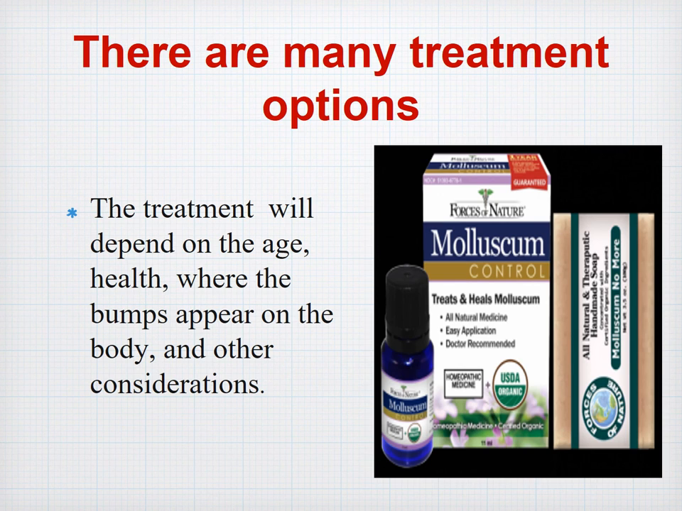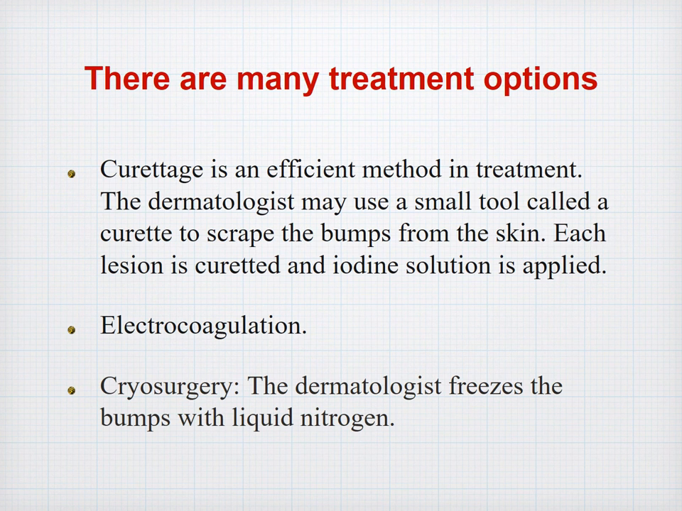Treatment. There are many treatment options, and it depends. We often use curettage, an efficient method in treatment. The dermatologist may use a small tool called a curette to scrape the bumps from the skin, and each lesion is curetted and iodine solution is applied. Then we can use electrocoagulation and cryosurgery. The dermatologist freezes the bumps with liquid nitrogen.